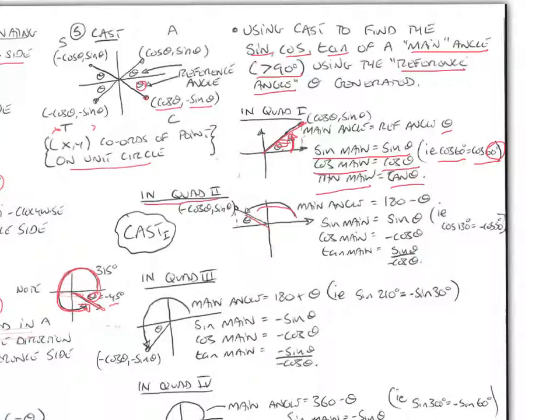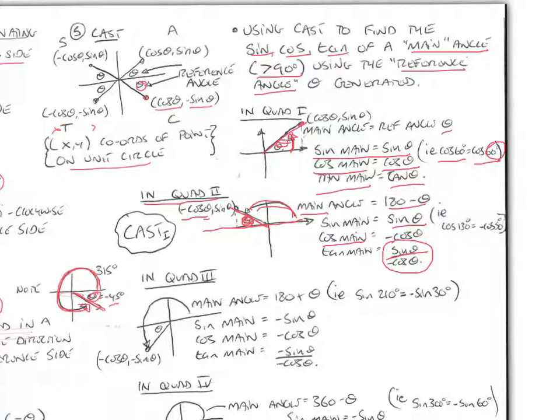Generate a main angle here, that creates a reference angle here between the terminating side and the x-axis. The main angle is equal to 180 degrees minus this reference angle. The sine of this main angle is equal to the sine of the reference angle. The cosine of the main angle is equal to the negative cosine of the reference angle. And the tan of this main angle is equal to the sine of the reference angle over the negative cosine of the reference angle.